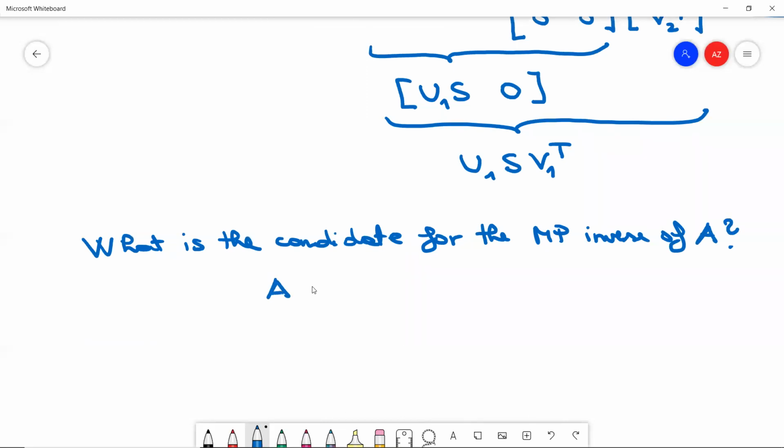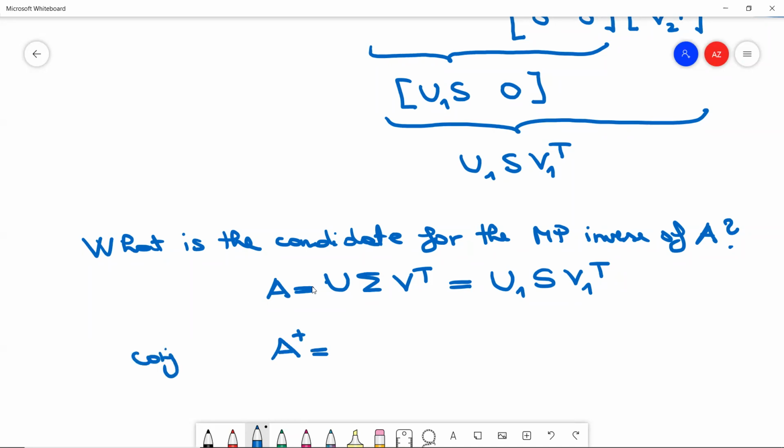So we have A equal to, now I will need both facts, U times sigma times V transpose. This is the long one. And in short, it's U1 S V1 transpose. So what would you claim would be A plus? Conjecture. Would anybody try to guess?